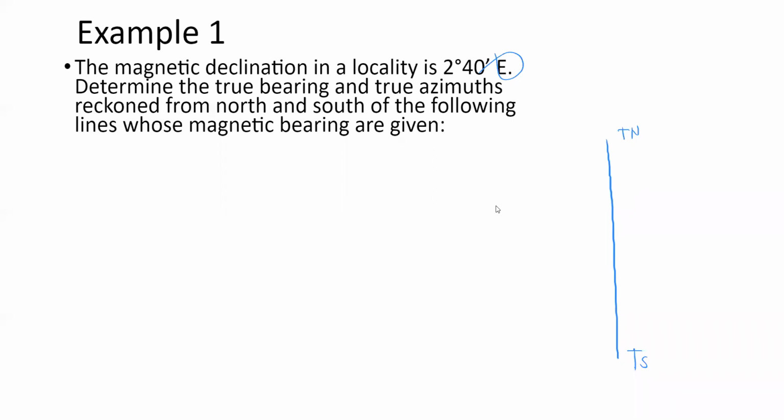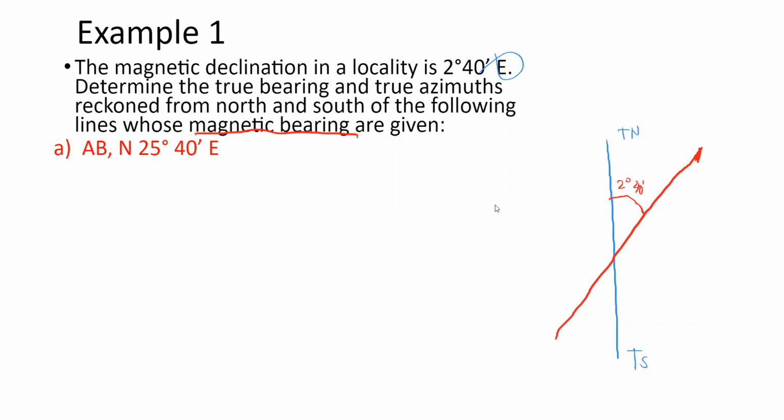So, eto yon, drawing natin. This will be your magnetic meridian, which is nag-decline siya by 2 degrees 40 minutes of our east. Determine the true bearing and the true azimuth reckoned from the north and south of the following lines whose magnetic bearings are given. So let's say meron kang line AB. Yung line AB given yan. So yung line AB natin is a magnetic bearing. Okay? So northeast.